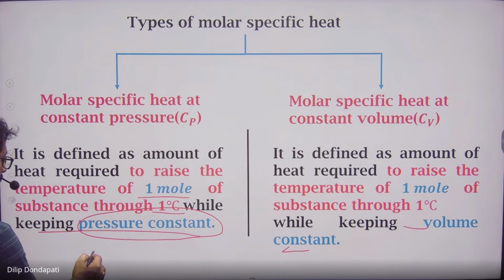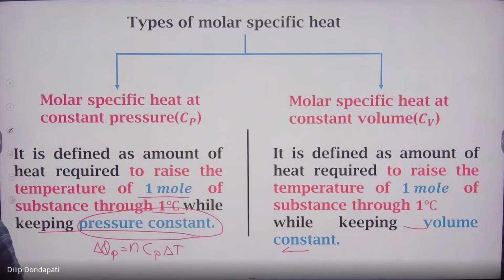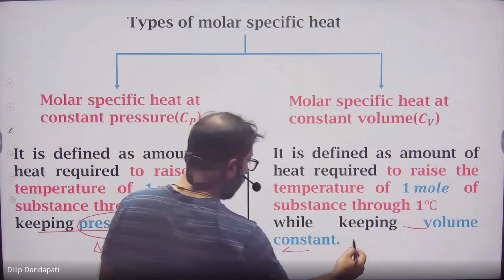Now, what will be its formula? What will be the formula for delta QV? In terms of constant pressure, delta QP is n CP delta T. And here, what will delta QV be?